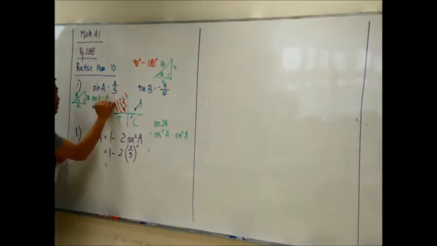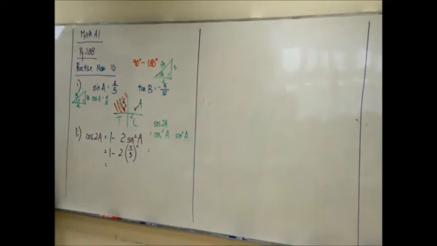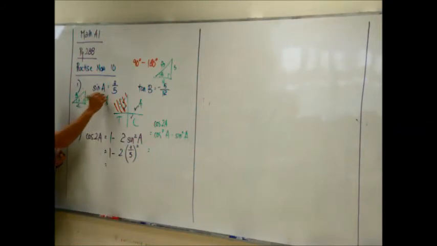4 over 5. The next thing, like what Melissa mentioned, you need to check the quadrant. Which quadrant are we in? Second. Second quadrant for cosine will always be positive or negative? Negative. Okay, so please remember a negative sign.